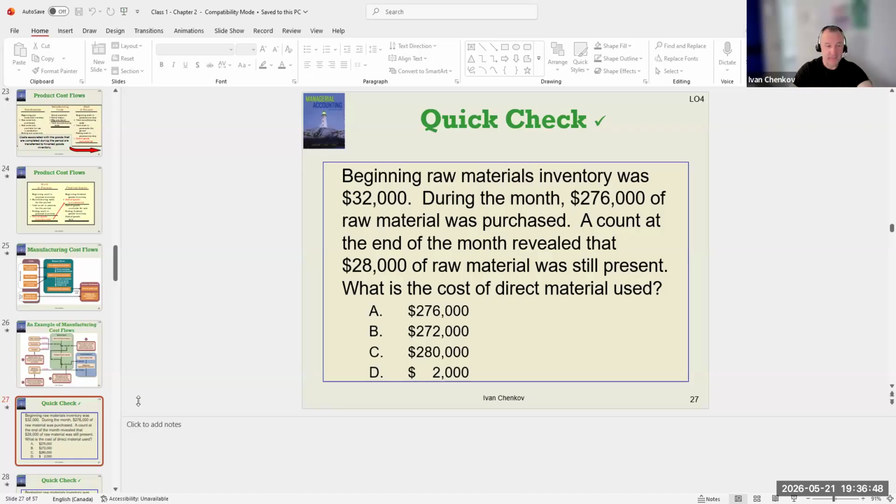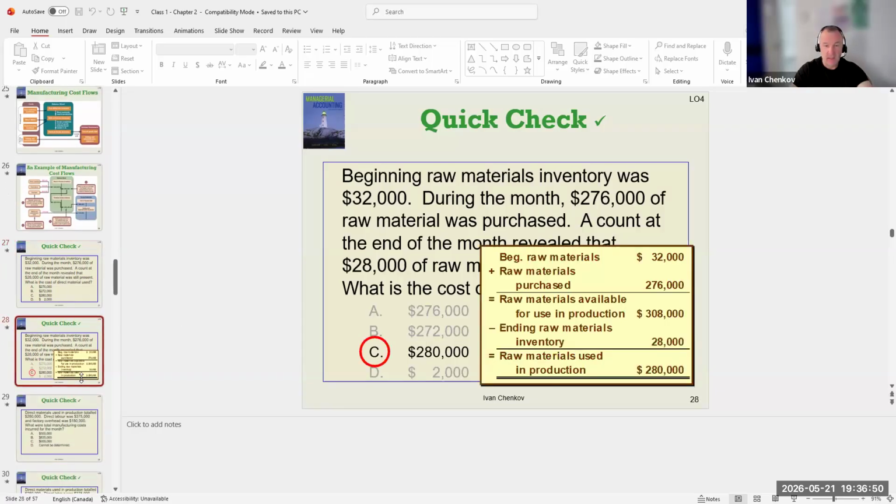Okay, let's go then. Let's try another one. Again, beginning balance 32 plus the purchases 308 minus 28, 280. Or 276 plus the difference between 32 and 28, 4, 280. Move to the next one.